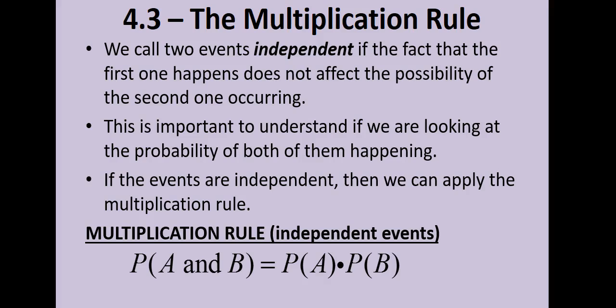Now, yesterday we looked at the addition rule, and the addition rule was talking about situations where we were concerned about the probability of A or B occurring. So make sure you're aware of the difference there. The multiplication rule involves A and B occurring at the same time, whereas the addition rule was A or B. Hopefully I said that correct. I think I did.